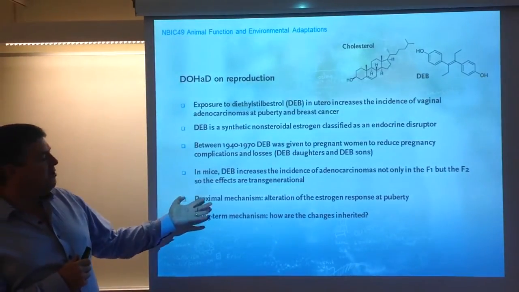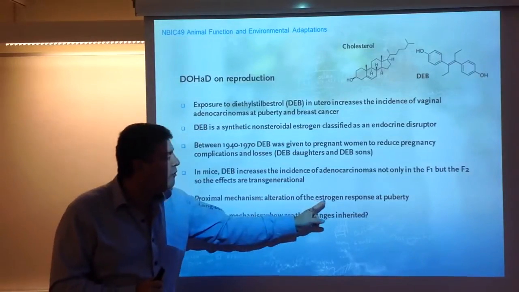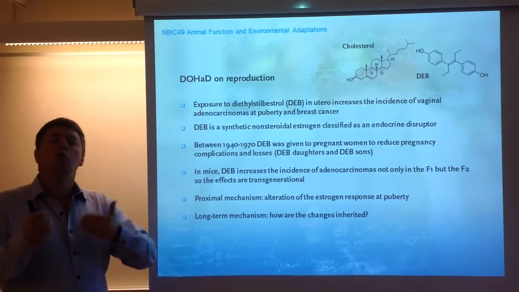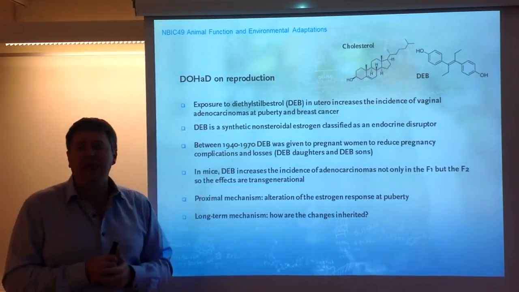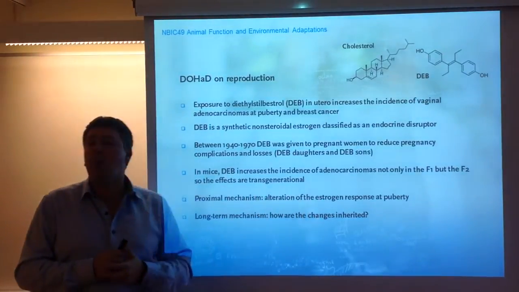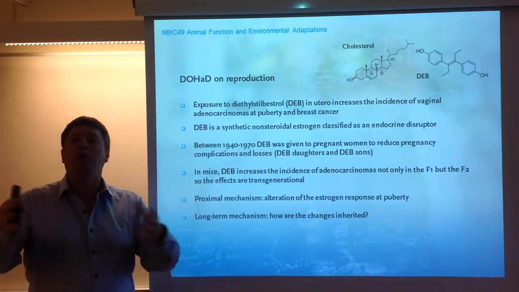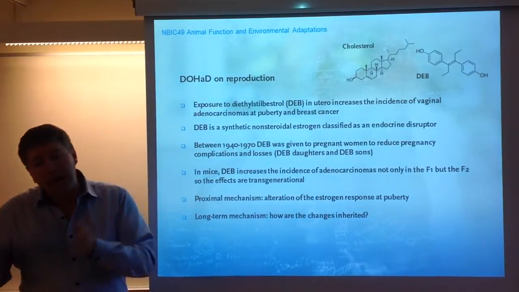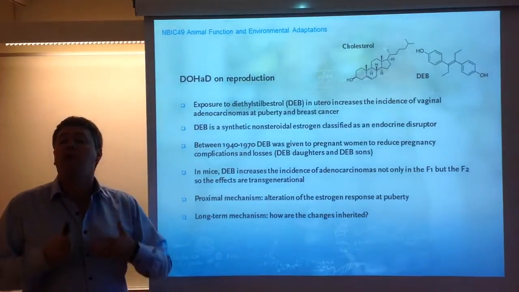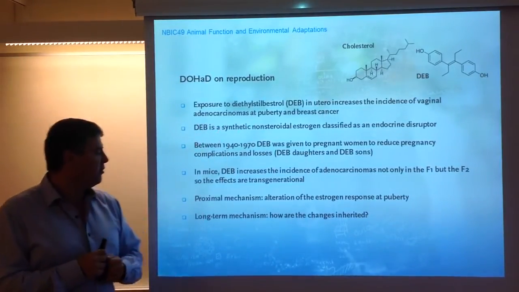The proximal mechanism that we interpret is involved here is basically the alteration of the estrogen response at puberty. It seems that children whose mothers were treated with DES will show a differential or an altered estrogen response at the time of puberty. And this is seen later in life, not during childhood, but during puberty and later, when there is a larger onset of adenocarcinomas and even breast cancer.